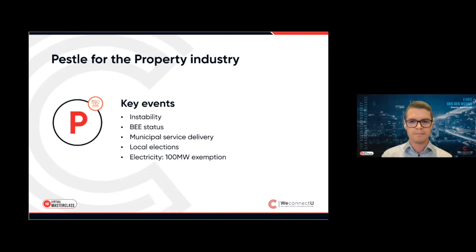And then there was the recent announcement from the president on the 10th of June 2021 to increase the licensing threshold of electricity to 100 megawatts. A question to ask, maybe, is can some community schemes get off the grid? And who else can benefit from this announcement?